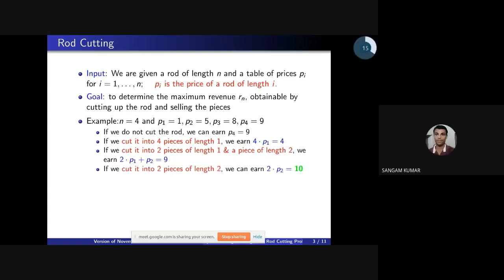Yes, sir, I think there is a mistake. It should be 7, sir. Yes, seven. There is a mistake in the slide. So it should be 7.